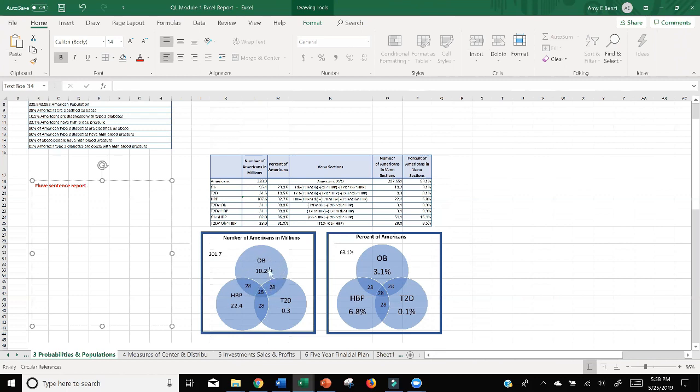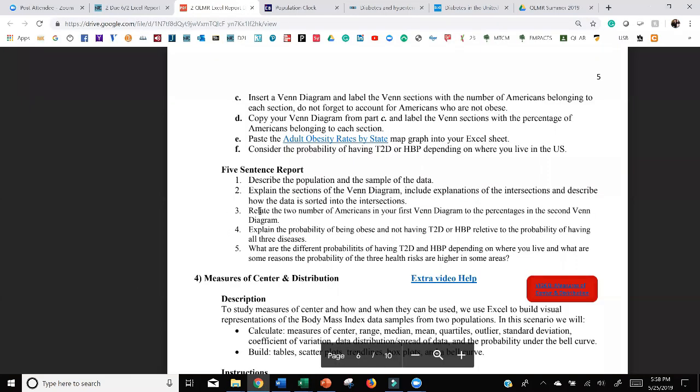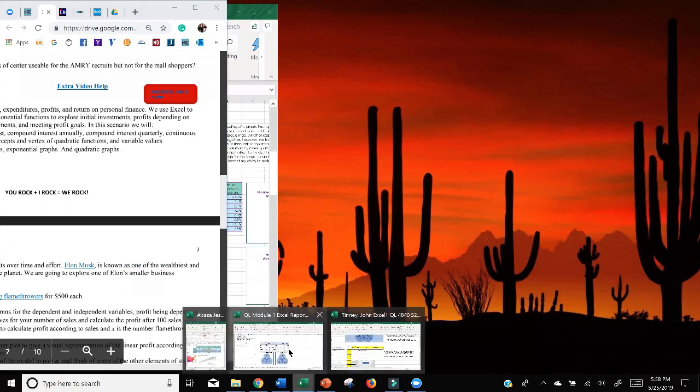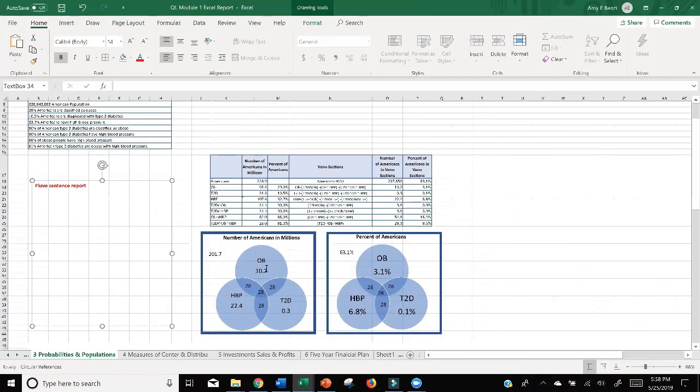Also, you are going to relate the number of Americans in your first Venn diagram to the percentage in the second Venn diagram. There's obviously some kind of typo there, but what that means is you guys will relate these two things. Here I have 10.2 million Americans, which is 3.1% of Americans. Here I have 22.4 million Americans, which is 6.8% of Americans. So you guys are going to talk about that also.